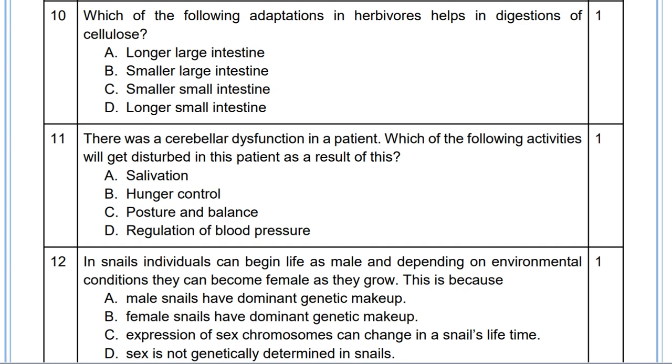Question 12. In snails, individuals can begin life as male and depending on environmental conditions they can become female as they grow. This is because A. Male snails have dominant genetic makeup. B. Female snails have dominant genetic makeup. C. Expression of sex chromosomes can change in a snail's lifetime. D. Sex is not genetically determined in snails. Correct answer is D.